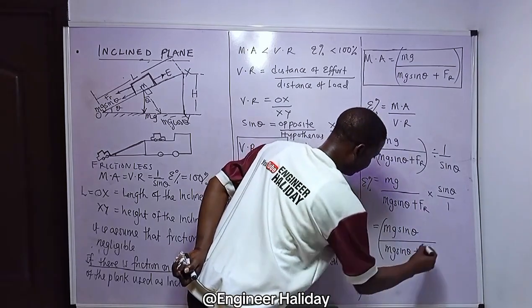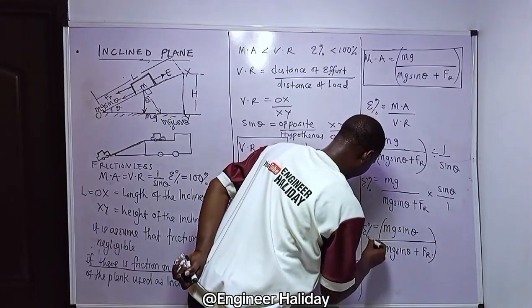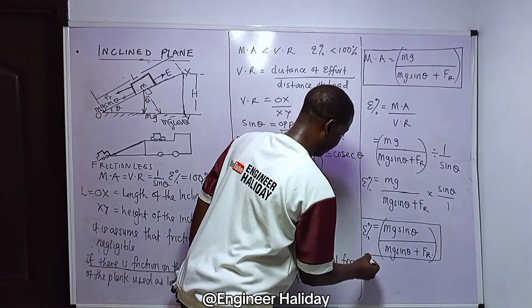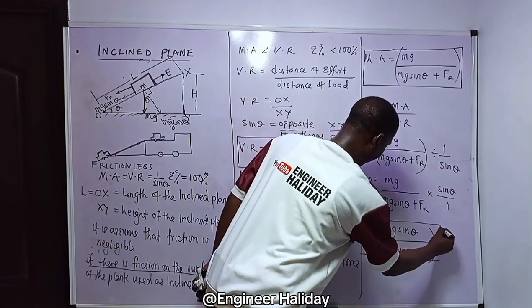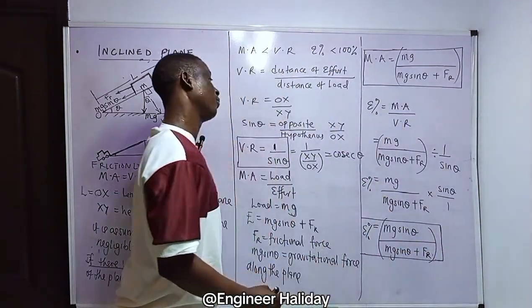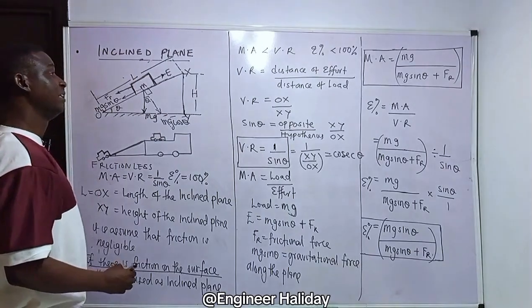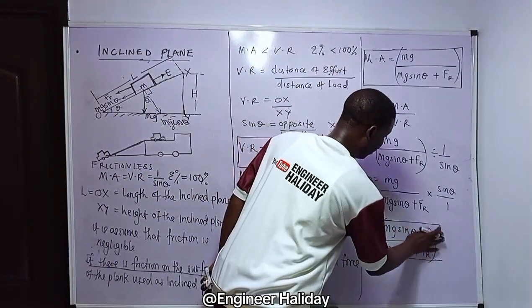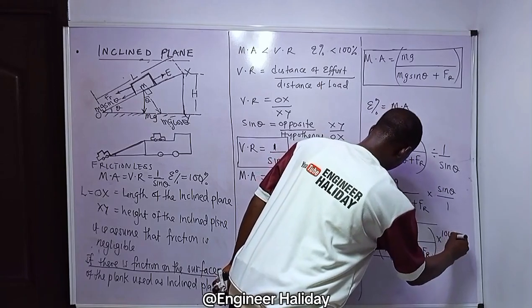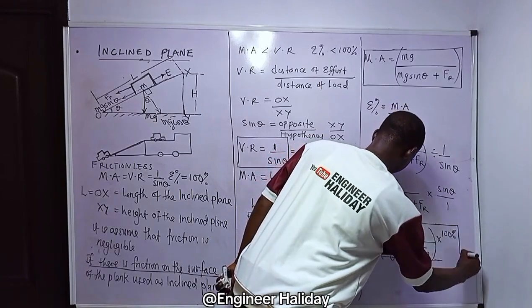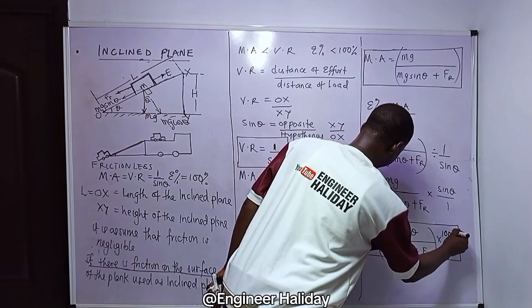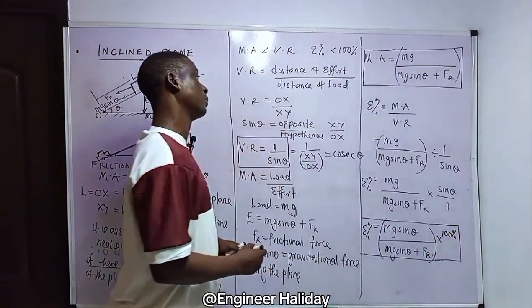So now, all this is the formula for efficiency in an inclined plane. This is the pure formula of efficiency. And if they give us efficiency, you don't need to multiply by 100. But if they don't give us efficiency, you can multiply by 100%. If they don't give us efficiency, multiply by 100%. But if they give us, no need to multiply by 100%.